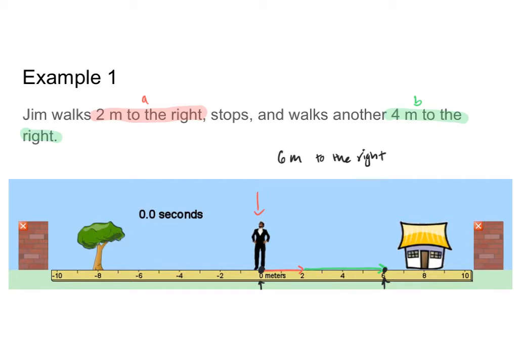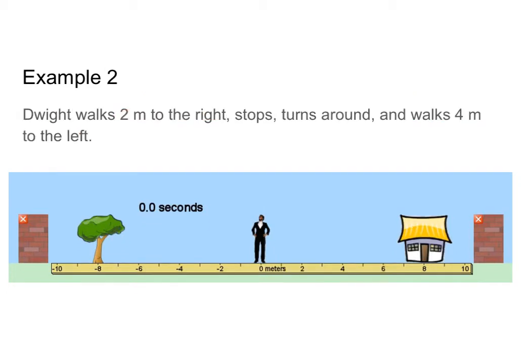And you can see that I solved this problem by drawing a picture, and most importantly by lining my vectors up head to tail. So the tail of the first vector is next to the head of the second. So let's go ahead and try another example. In this one we have Dwight, who's going to walk 2 meters to the right, stop, turn around, and next walk 4 meters to the left. So let's go ahead and draw those vectors into our picture.